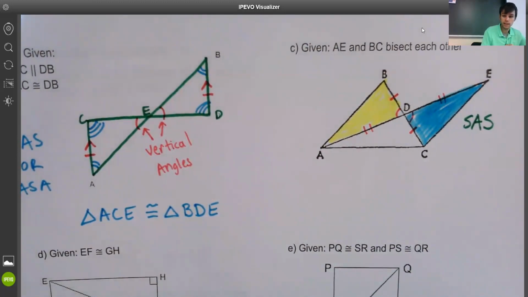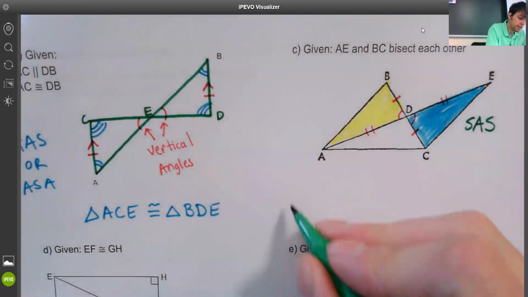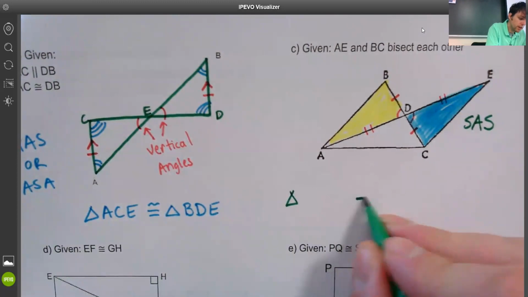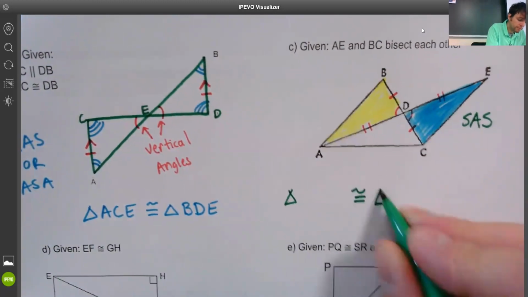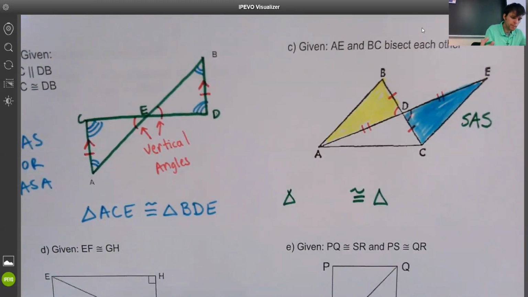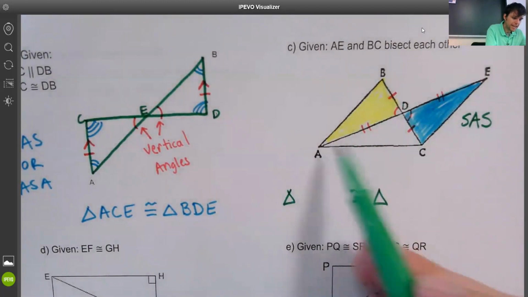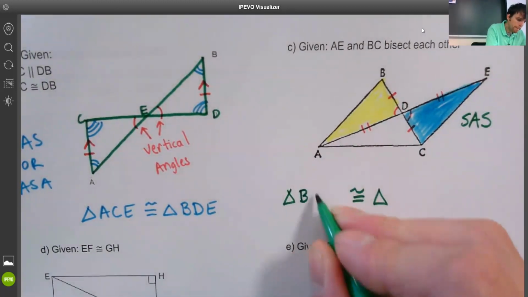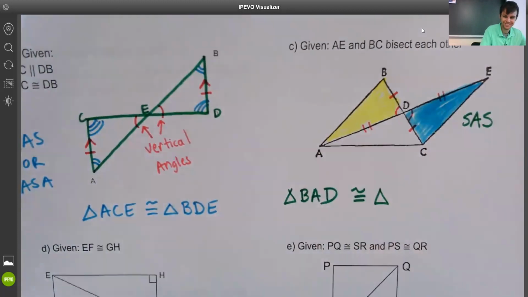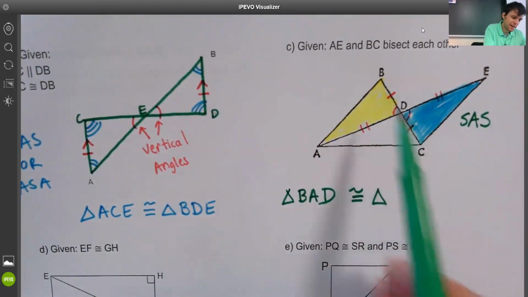Finally, let's go ahead and write a triangle congruence statement. Again, at any point, feel free to pause and do it yourself or think about it yourself. Let's pick a naming here. Let's go with BAD because this triangle is bad. Just like that joke.